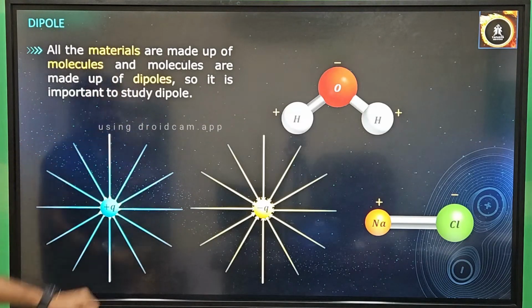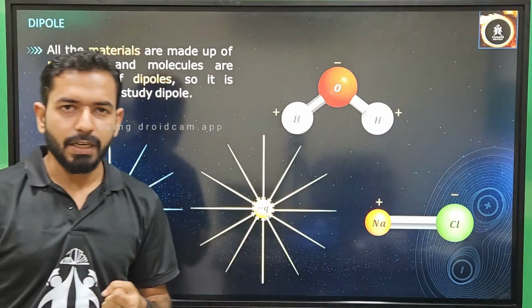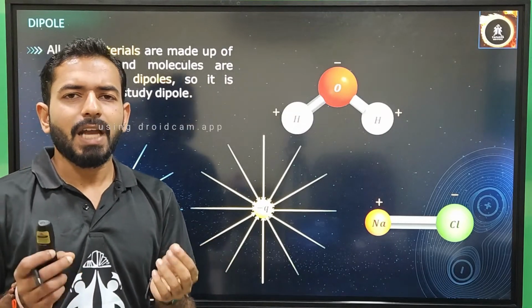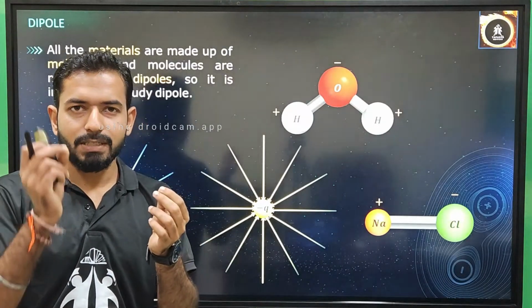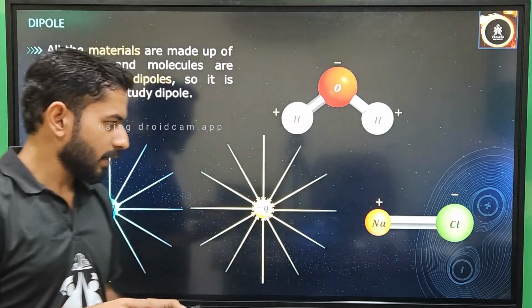So it is important to study dipole because it is a very basic property of any material, any bond, or any kind of thing that is happening. A dipole is basically two opposite polarities. One is a negative charge, one is a positive charge, and the distance between them is very small. That is called a dipole.